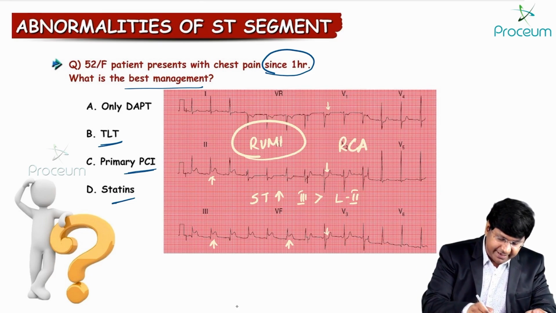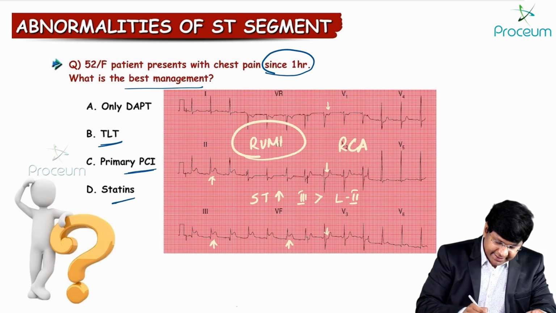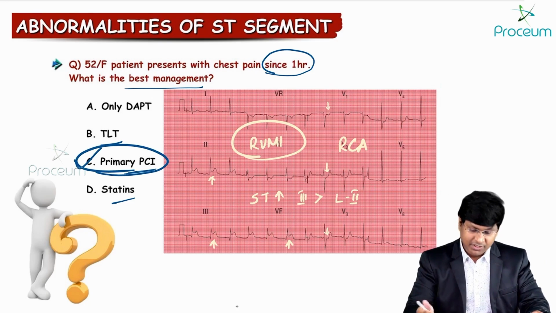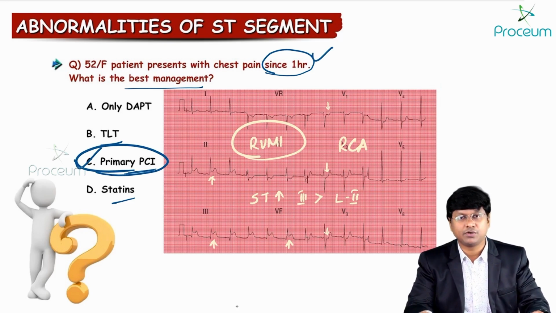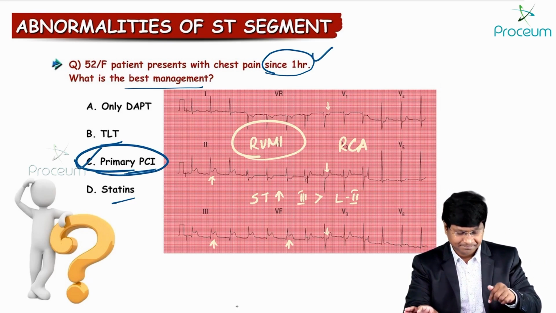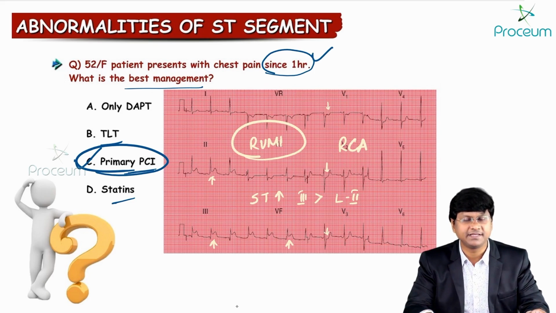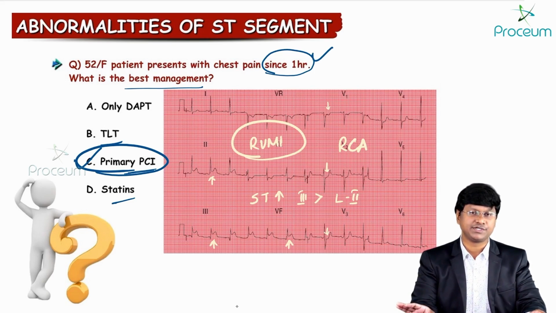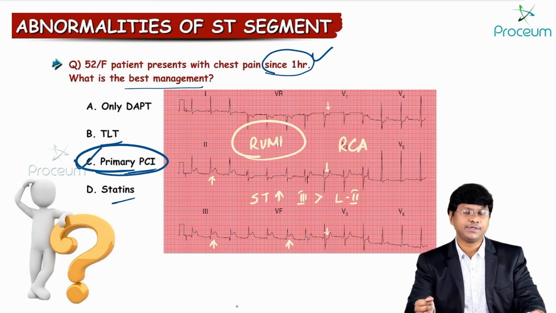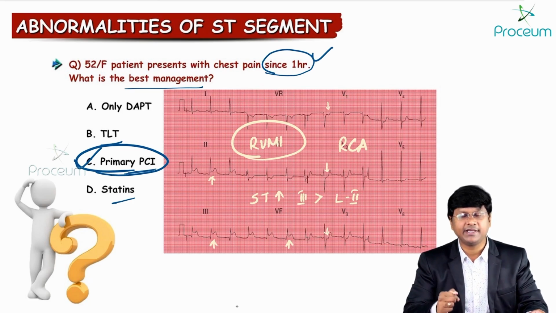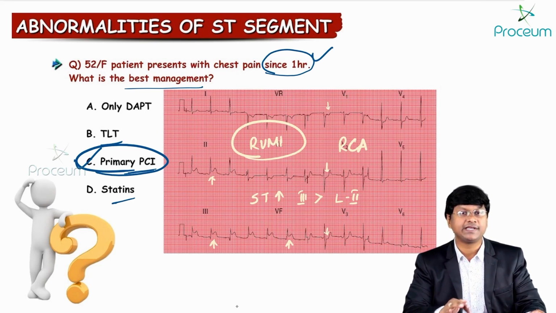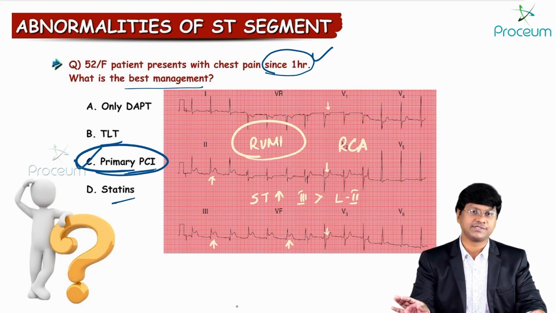So what is the immediate management that you need to do in this patient? The immediate best management is the primary PCI, because the patient has presented to you with a history of chest pain since only 1 hour. So immediately you have to open the vessel, and with the help of primary PCI, you will have a complete revascularization. With thrombolysis, you cannot guarantee complete revascularization. But with primary PCI, you can guarantee a complete revascularization.